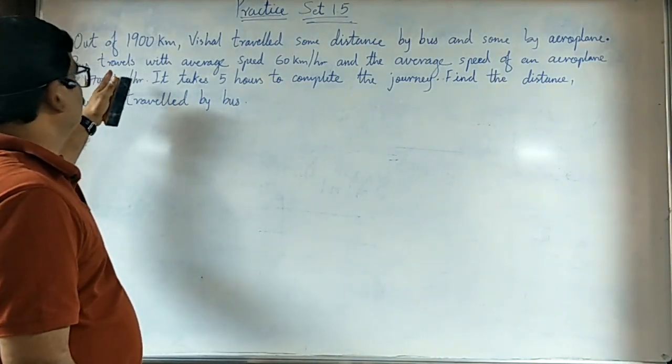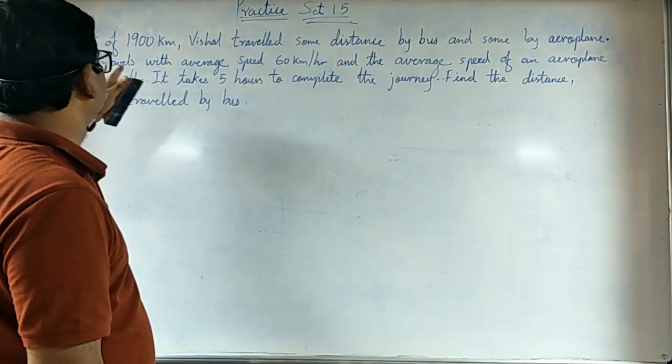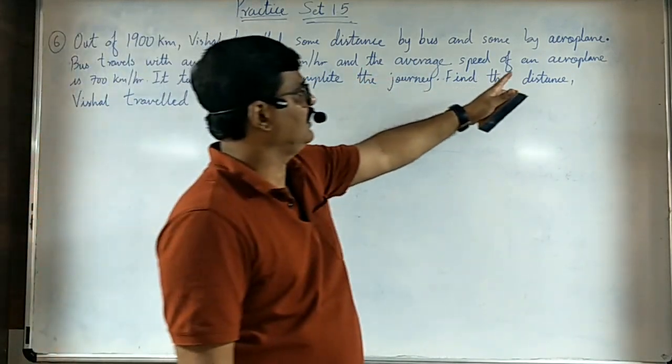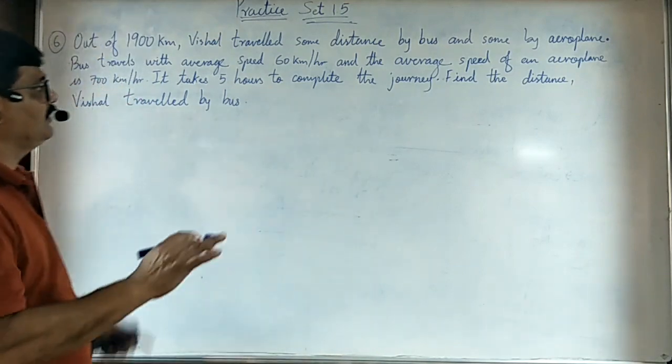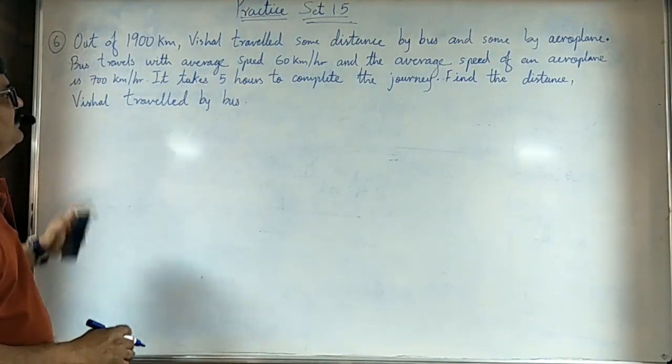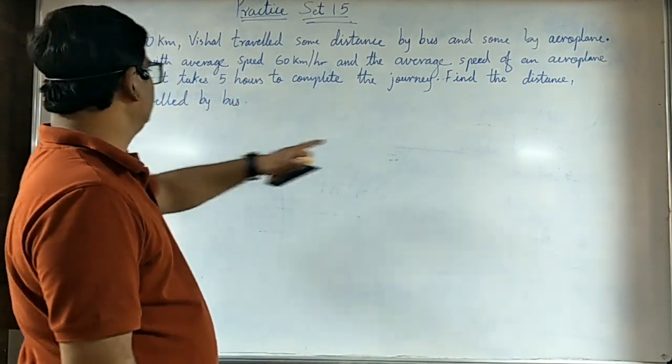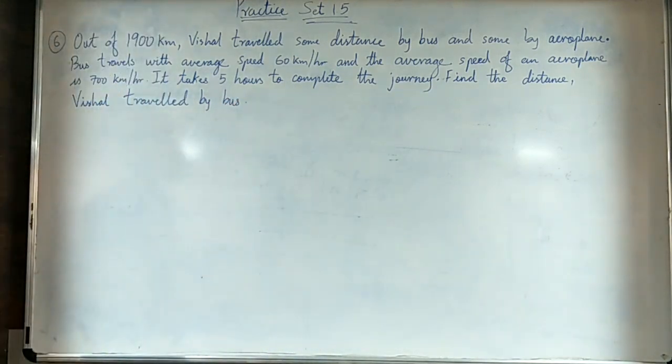Vishal travels some distance by bus and some by aeroplane. The bus travels with an average speed of 60 km per hour, and the average speed of the aeroplane is 700 km per hour. It takes 5 hours to complete the journey. Find the distance Vishal shall travel by bus.